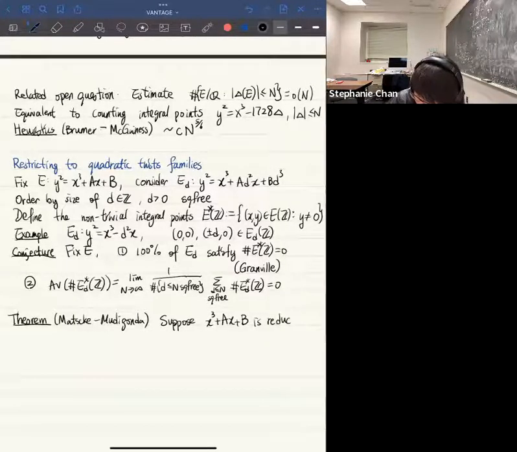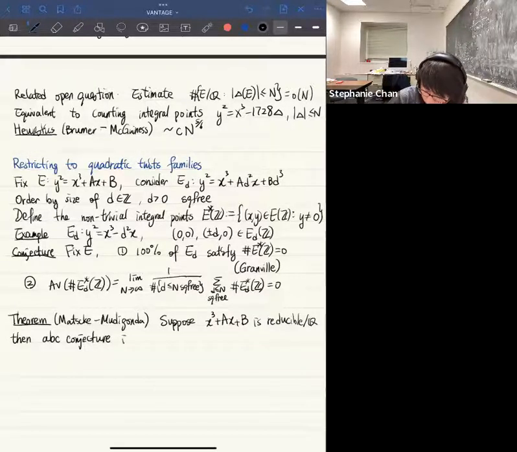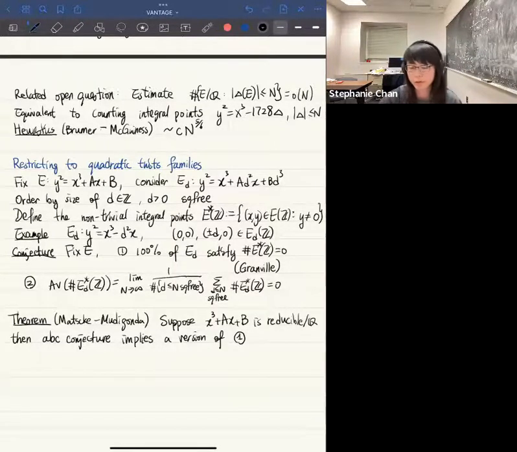So they assume that the polynomial x cubed plus ax plus b, which defines the elliptic curve, has a root. In other words, there is a two torsion point, and then also conditioning on the ABC conjecture, they proved a version of the first statement. So they looked at quadratic twist families of an elliptic curve with a rational two torsion. Then they showed that the ABC conjecture implies that 100% of the curves in this family have no non-trivial integral points.